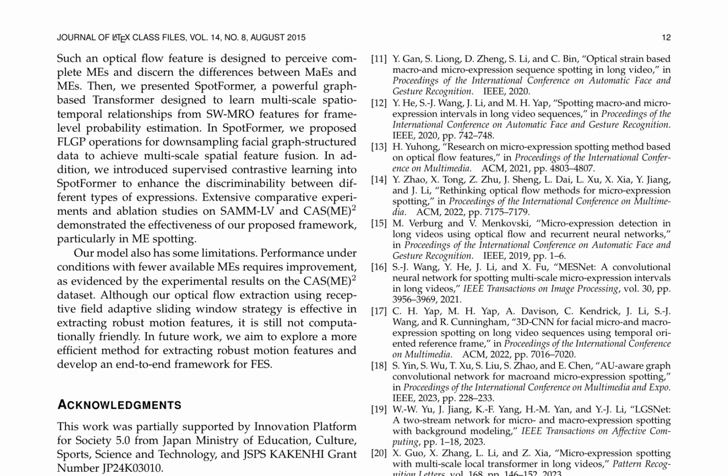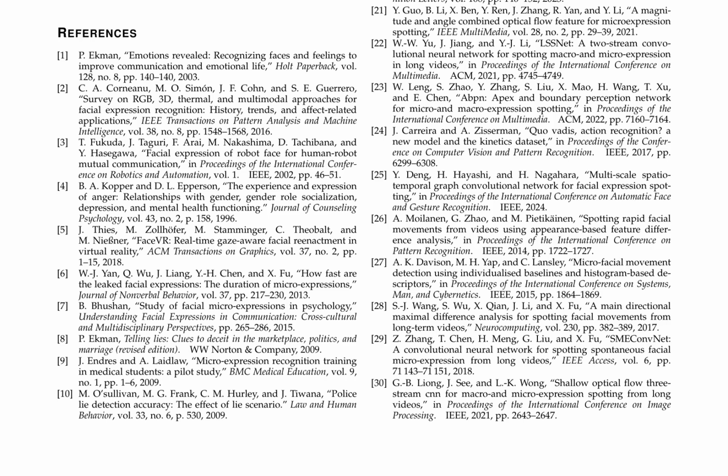The results show that the model achieves a recall rate of approximately 0.5 in macro-expression spotting and 0.4 in micro-expression spotting, with an exception for micro-expression spotting on the CAS(ME)2 dataset, where it achieves a high precision score but a low recall score due to data scarcity and imbalance.